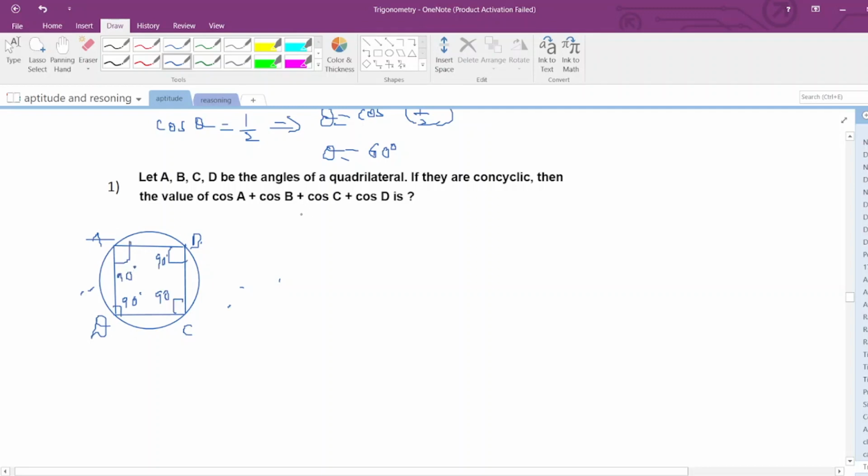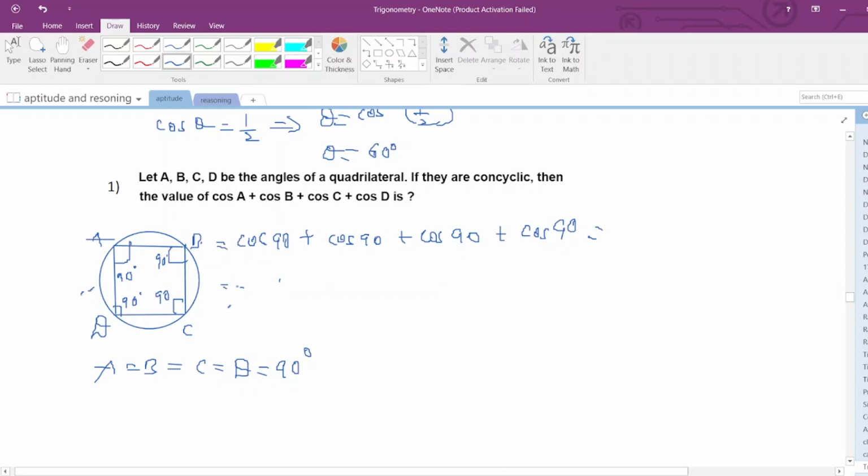Now they are asking for cos A plus cos B plus cos C plus cos D. All the angles at the corners are 90 degrees. So can I substitute directly cos 90 in place of A, cos 90 in place of B, cos 90 in place of C and cos 90 in place of D, right? Since all are right angles, I'm taking A is equal to B is equal to C is equal to D is equal to 90 degrees. That's why I'm substituting 90 degrees in place of A, B, C, D.